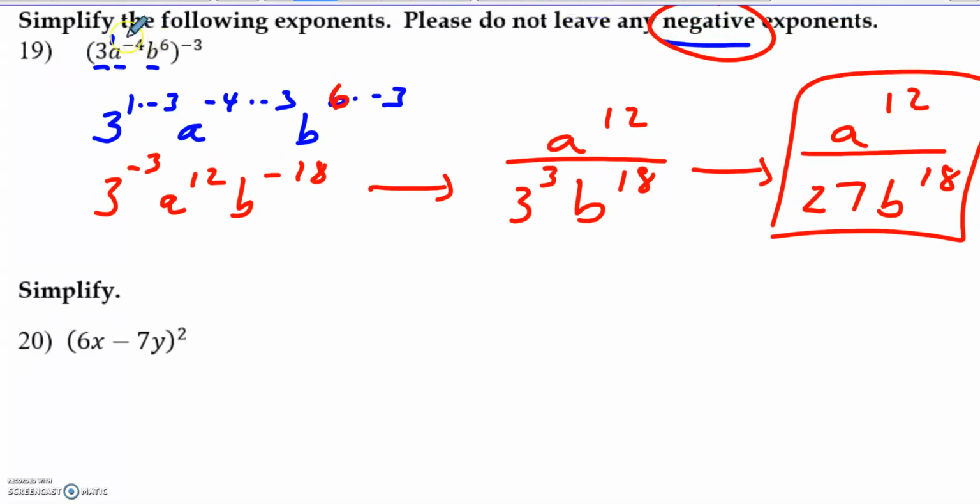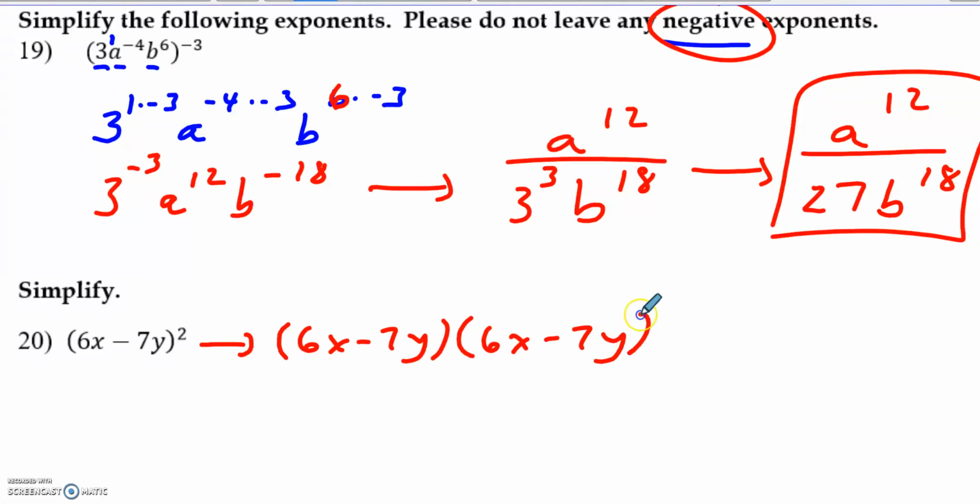Number 19, notice that there is no plus or minus signs in here, so it's okay to raise everything to the negative 3rd as you see it. This problem though, we're doing 6x minus 7y squared, so because that subtraction is there, we need to write this problem out as 6x minus 7y times another 6x minus 7y. We unfortunately can't just do 6x squared and negative 7y squared because as you'll see, we'll be missing a good chunk of the problem. So like the beginning of this packet, we did FOIL or distributive property, and so that's what we have to do here.